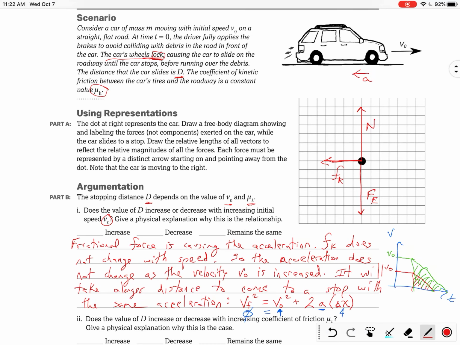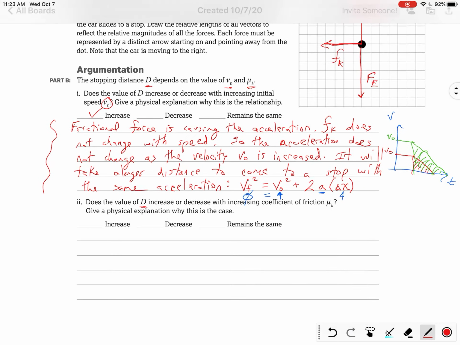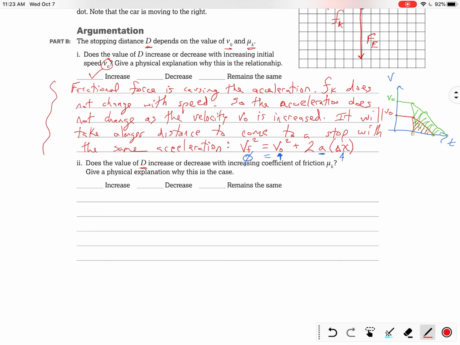Again, I'm saying this all to help you support it in your mind, not necessarily as a qualitative description. What I wrote here in red, I think, is a sufficient qualitative description. So let's now analyze, how does the value of the stopping distance change? Oh, it's always good to check. How does the value of the stopping distance increase or decrease with increasing coefficient of friction? So now if mu sub k goes up, is our stopping distance going to increase or decrease?